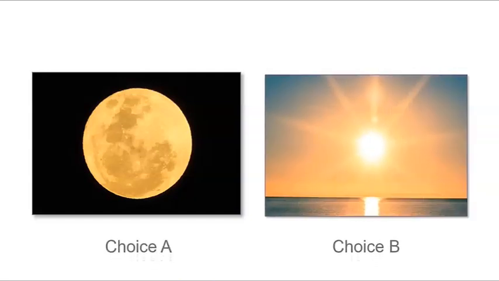Wow, we've learned a lot about light, but I'm still not sure if the moon emits its own light or reflects light from the sun. I know, let's draw ray diagrams to explain how the light from a full moon would get to Earth for each of these choices. Choice A will be the moon emits its own light. Choice B will be the moon reflects light from the sun.